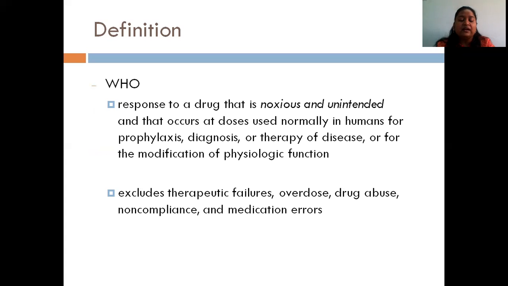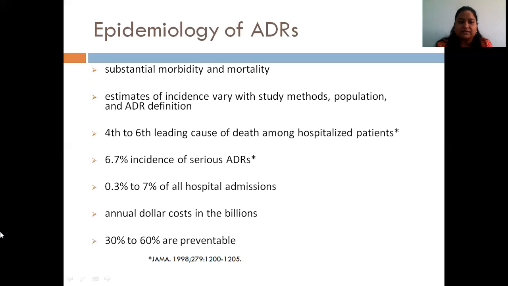Here, the drug has a causal relationship with the adverse drug reaction: a drug reacts on the body, produces some reactions, and hampers the therapeutic physiological function of the body. This definition also excludes therapeutic failures like overdose, drug abuse, non-compliance to the drugs, and other medication errors. These also produce some adverse drug reactions, and this has to be minimized.